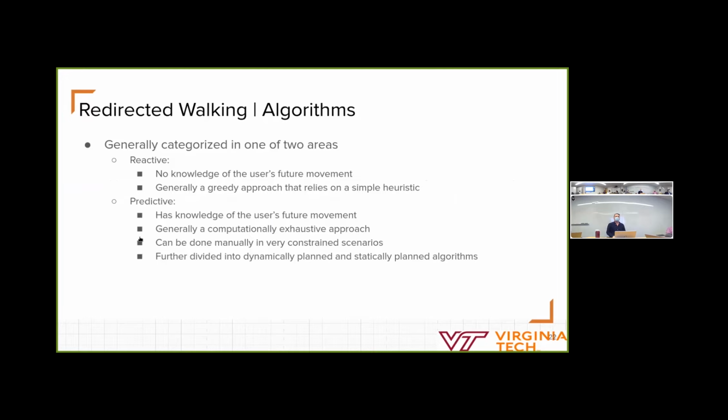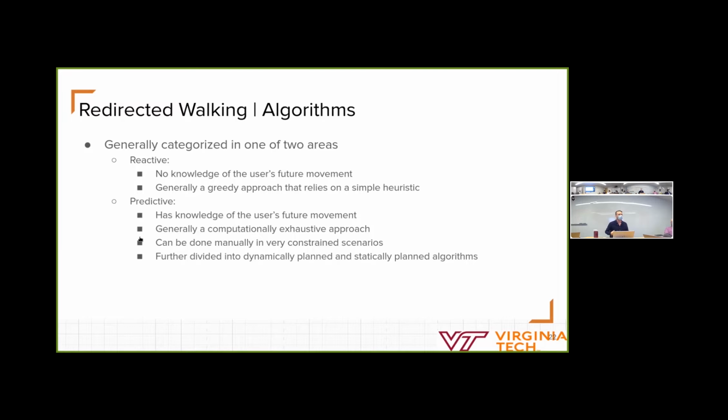There are generally considered categories in two areas. We have reactive. The reactive algorithm has no knowledge of where the user is potentially going to go. They're usually a greedy approach that relies on a very simple heuristic. On the other hand, we have predictive algorithms. They have some sort of knowledge of where the user might go. Perhaps they have a complete virtual path known ahead of time that they expect the user to walk down, for example, in a tour type experience.